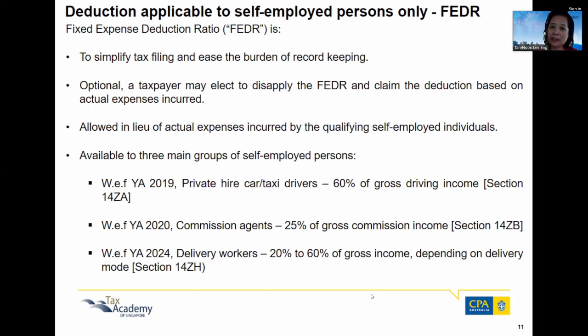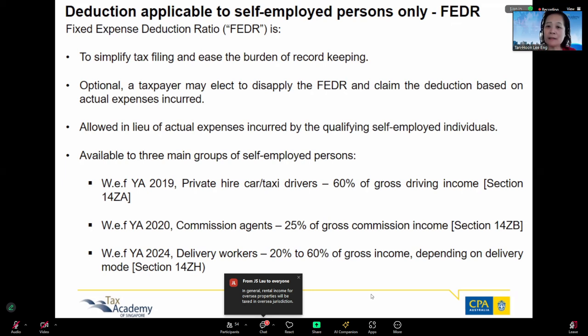And what do we mean by fixed expense deduction ratio? As the name says, it's a deduction ratio. So when we say private hire car, 60% of gross driving income, it means that maybe your gross driving income is 100,000 for that year. Then 60% is deemed as your expense. So 60,000 is your expense, left with 40,000. So straight away, you can claim 60%, and we tax you on the 40%.